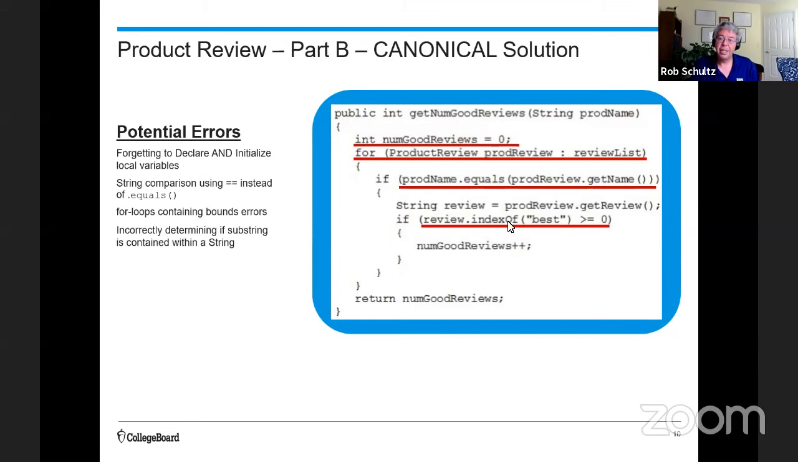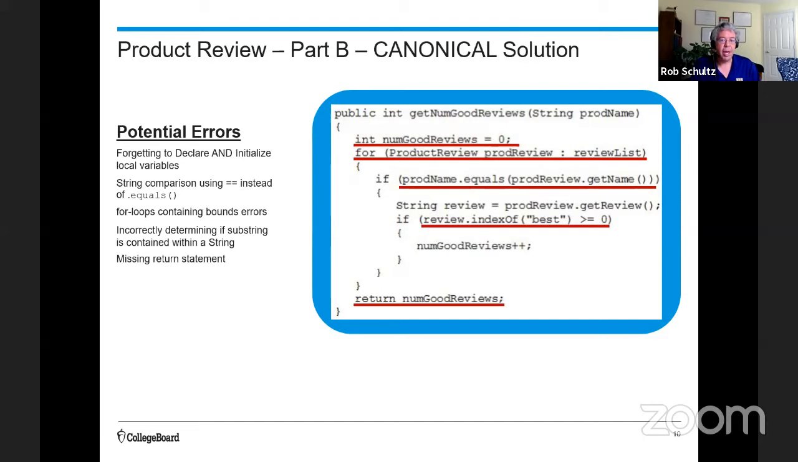And if I use index of, remember the purpose of index of is that it's going to tell us the index position where this substring exists, and it'll return -1 if it does not exist. So it's a very quick, easy way for me to check and see if a word, for example, best, exists in review. That's a common place that you might see an error in a problem like this.